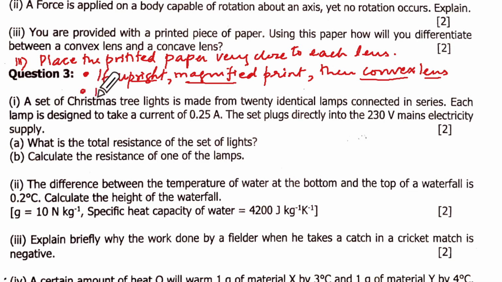The next bullet, what you'll say? If upright and diminished, diminished, and put print dots, ditto marks, then ditto marks, and here you will say, concave lens.